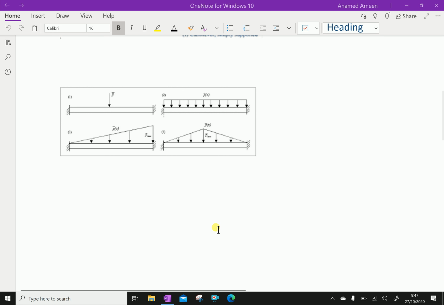Further, there are more types of beams and different types of loading also. In further videos we will discuss shear force and bending moment diagrams, and how to draw them. We have done.